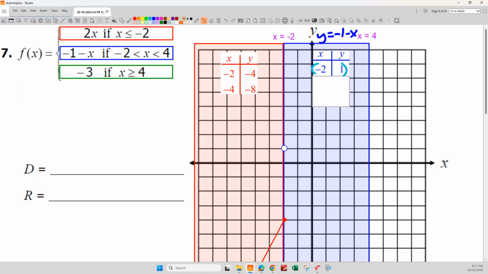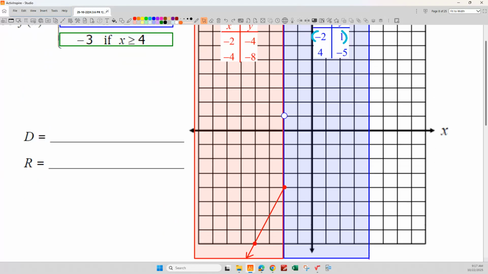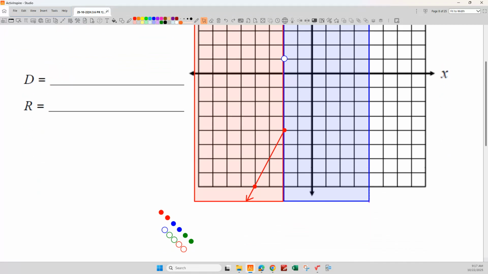If I plug 4 in, what do I get? -5. -1 minus 4 equals -5. So we got the ordered pair 4, -5. So over 4, down 5, right there. And then all I have to do is just connect those points, right? Because it's a line. So those 2 points define the line.